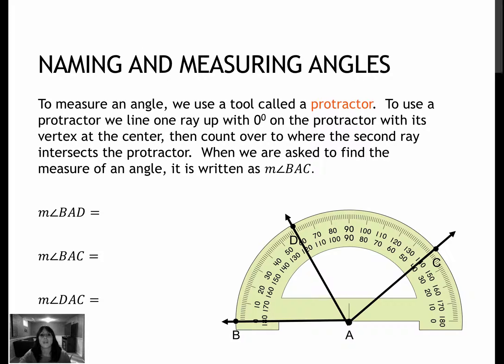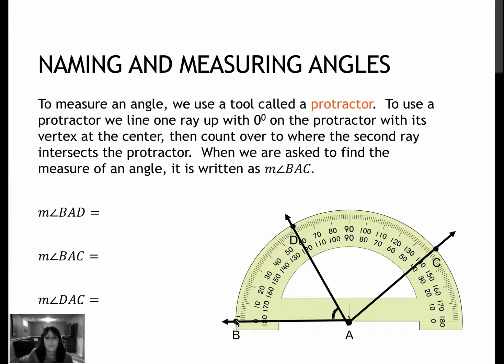When we measure angles, we use a tool called a protractor. Obviously I have a picture of a protractor here, but to use a protractor, we are going to line up our first ray with the center point of the protractor and all the way out to 0. So notice this goes out to 0. And then from there, then I should be able to find the measure of the angle. So it says find the measure of angle BAD. So again, that's BAD. So we're talking about this angle.